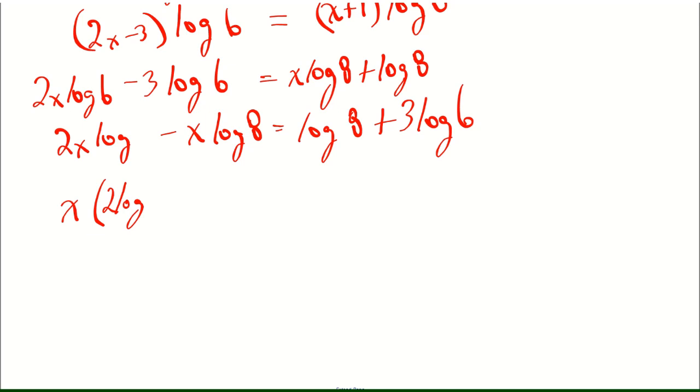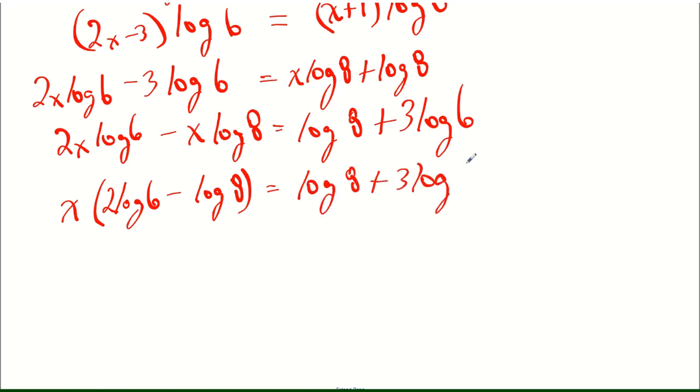Let's fix that up here. So it's 2x log 6. This would be 2 log 6, and this would just be take away log of 8. So the x, I just, again, factored it out as a GCF. Log of 8 plus 3 log 6.